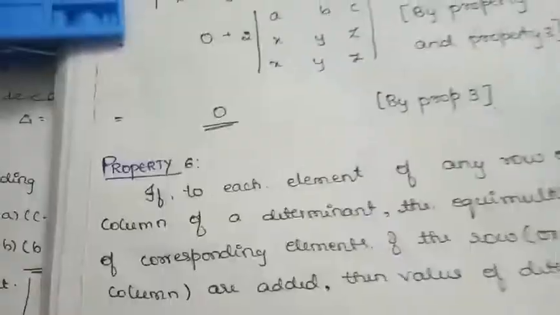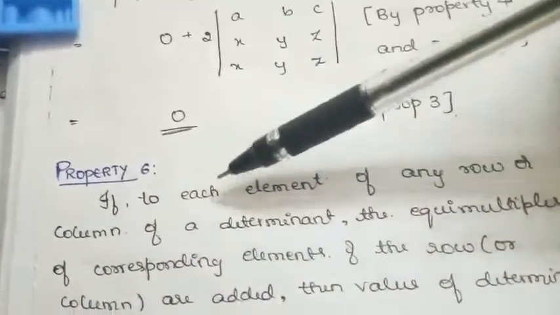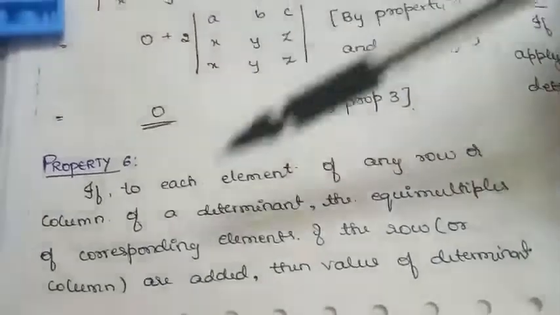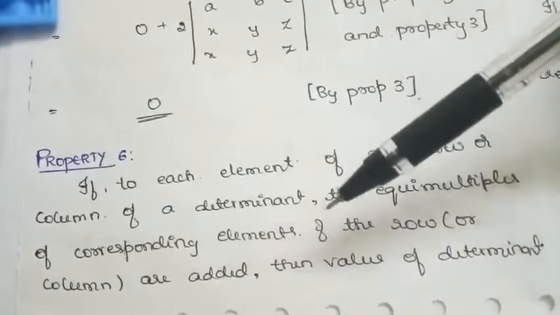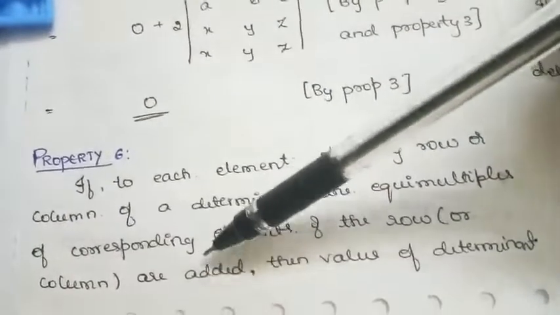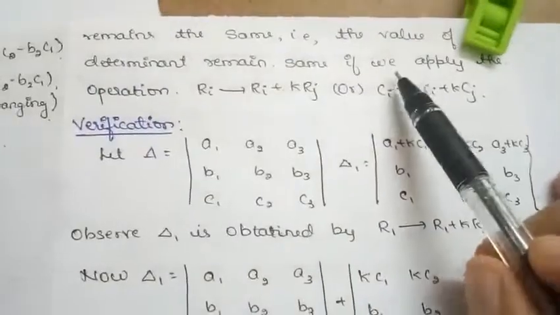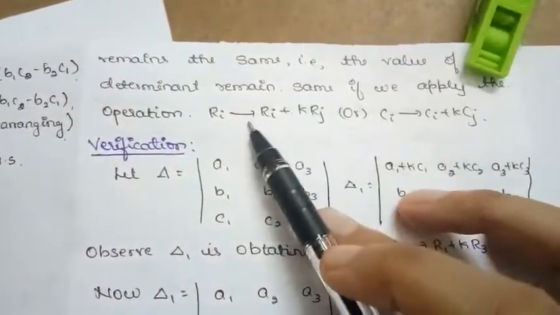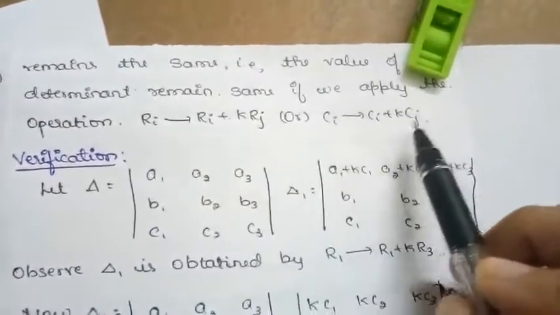Now the last property, that is property 6. What does it say? If to each element of any row or column of a determinant, the equimultiples of the corresponding elements of another row or column are added, then the value of the determinant remains the same. That is, the value remains the same if we apply the operation Ri implies Ri plus K times Rj, or Ci implies Ci plus K times Cj.